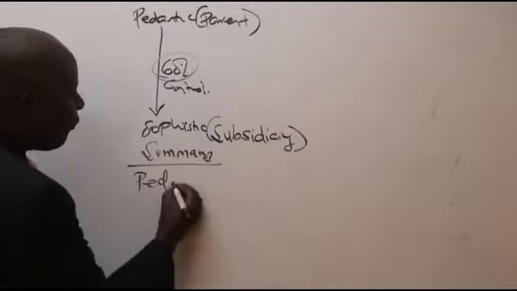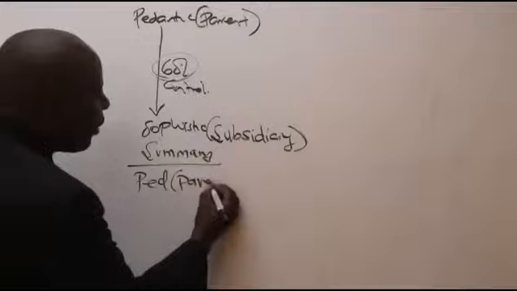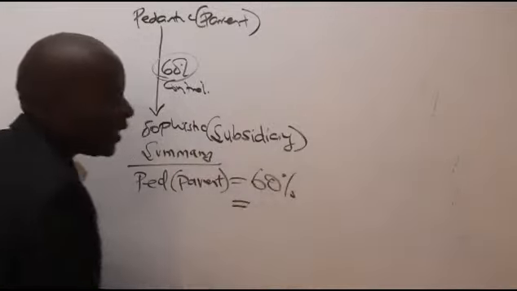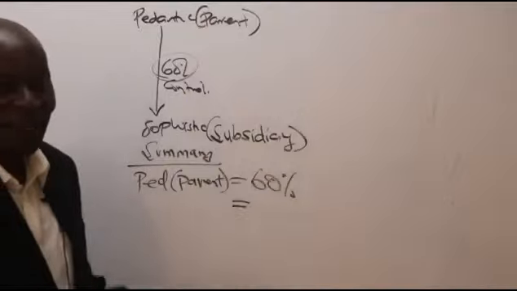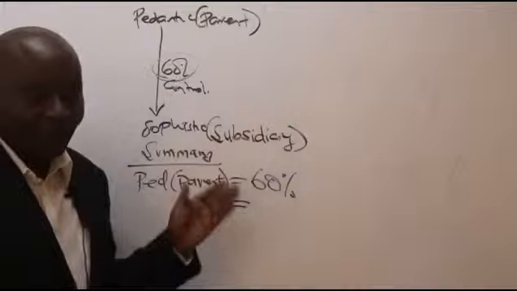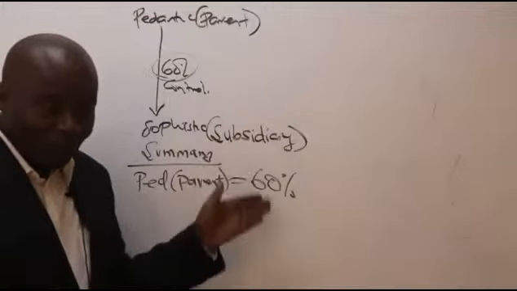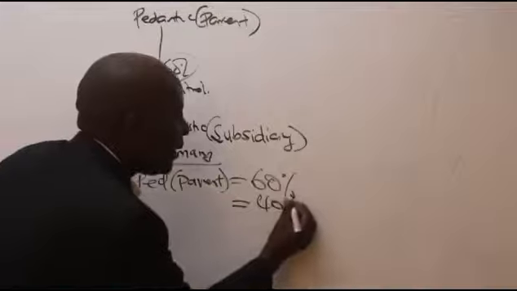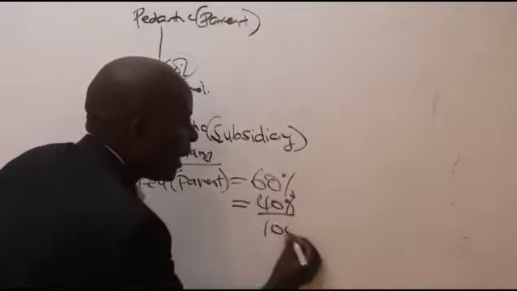We have Pedantic, who now is the parent, who owns what percentage? 60%. And then, of course, we have the other percentage being owned by someone else. What is the other percentage? You know that the entire holding must be 100. So we have 40% here, 40% to make it 100%.